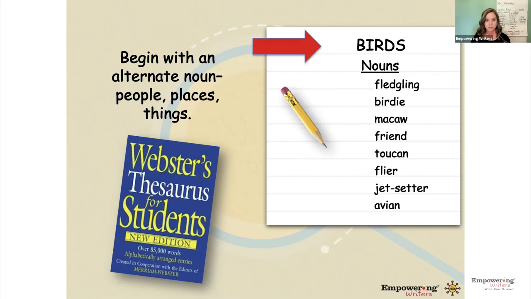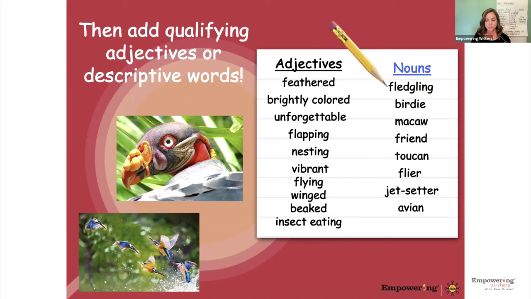For this purpose, as we're having a general lesson that we just want to talk with our audience about, generally, ways in which we can refer to birds. If I'm doing a specific species, a lot of those might change along the way. So then after I introduce those nouns, we talk about it. And again, like Jennifer said, oftentimes this is a noun and adjective lesson. And so then we start to list the ways in which we can refer to those birds: feathered, brightly colored, unforgettable, flapping, nesting, vibrant, flying, winged, beaked, insect eating. And then we can match those to the particular nouns, and again, create other ways to use the word bird.